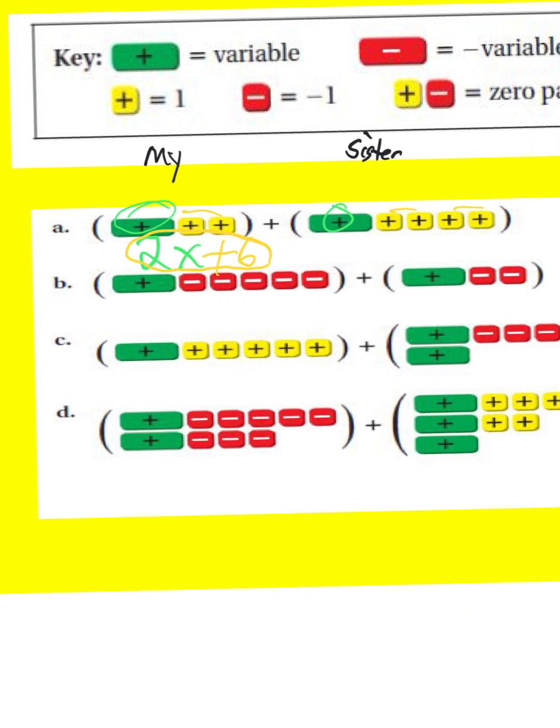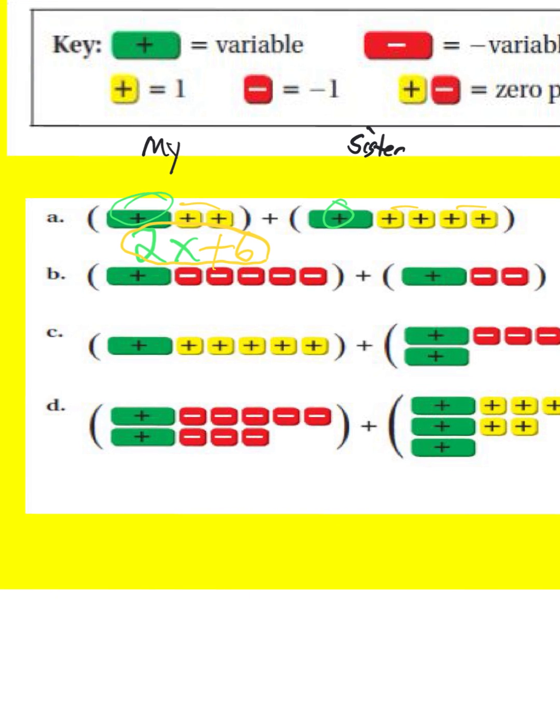So let's do the next one. How many X's do we have? We have two X's. And how many negatives? Those could be like red hots. How many negative ones do we have? We have 1, 2, 3, 4, 5, 6, 7. 7 negative ones.